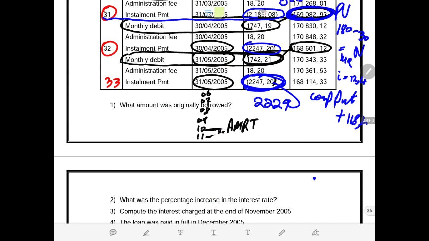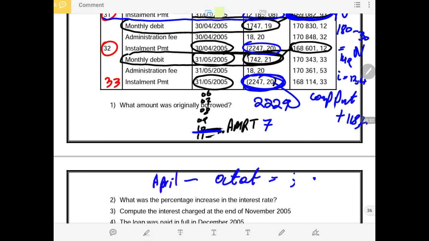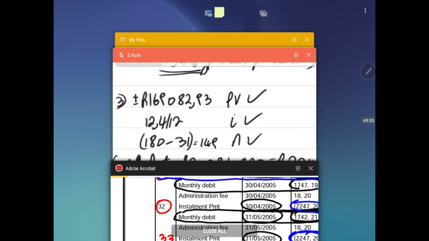Remember, the new annuity started in the month of April, when there was a change in the interest rate. So from April up until October is how many months? It will be April, May, June, July, August, September, October. So now it's 7 months. That means if I say amount 7, I will get the balance after the 7th payment was made, meaning the closing balance at the end of October, for which I will calculate interest for the month of November.